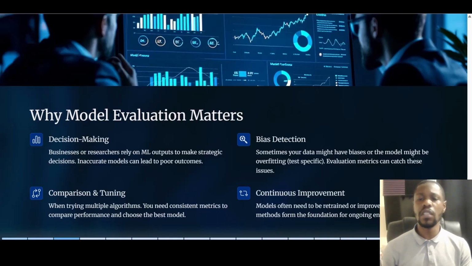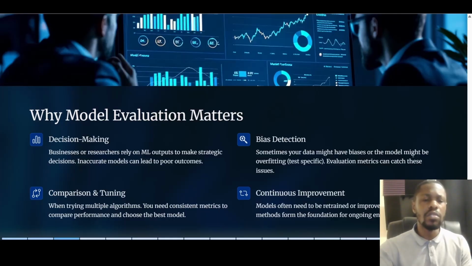Sometimes your data might have biases, or the model might be overfitting. Remember in the previous lesson we looked at overfitting and underfitting, where overfitting is when the model is too accustomed to the training data. In other words, it's data specific. So on that data it performs really well, but it's memorizing too much, the key words and phrases, and it's just too accustomed to that data. So when it's presented with new data, it doesn't know how to respond and it's not performing so well. Evaluation metrics can help to catch and mitigate these issues.